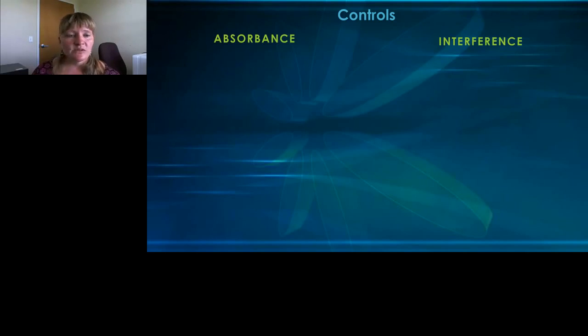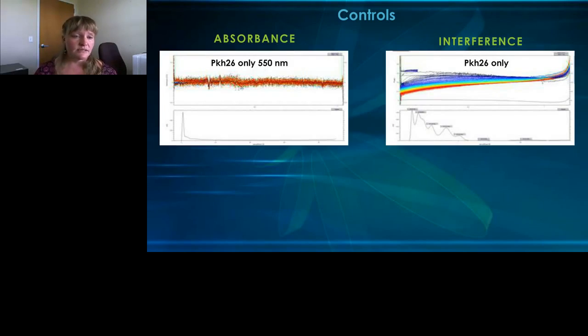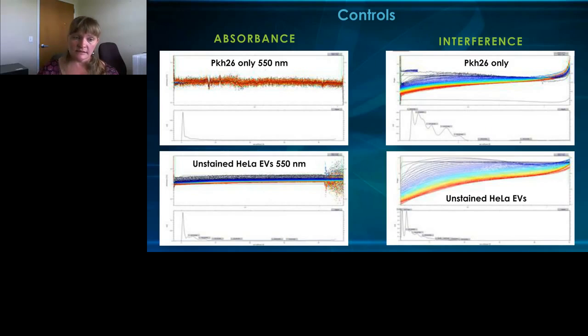For example, on the absorbance, we looked at the stain only. So PKH 26 only absorbs at 550. Well, there's a very, very slight response with our control. Interference, however, does see that we see particles, and that might be the buffer left over or aggregates that we see on the dyes. On the same, I also looked at unstained HeLa EVs at the 550 nanometers. We might get a slight response, but you're not seeing huge sedimentation curves that you see on the right-hand side with interference.